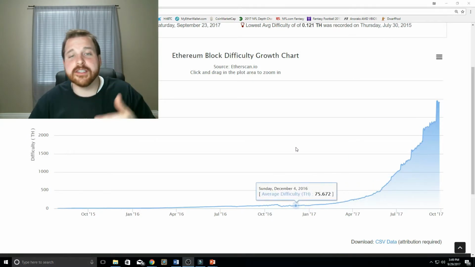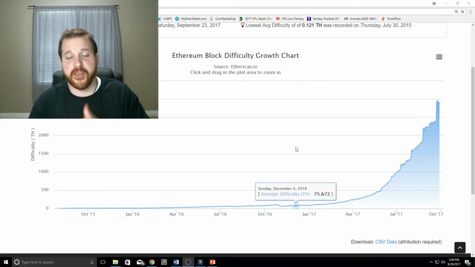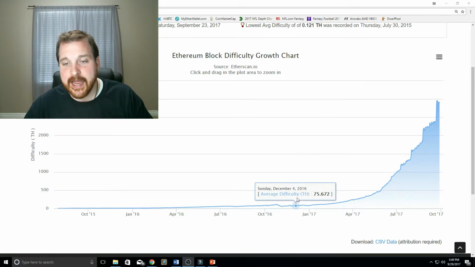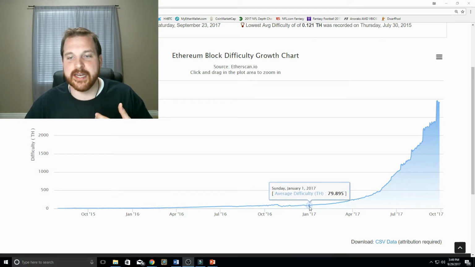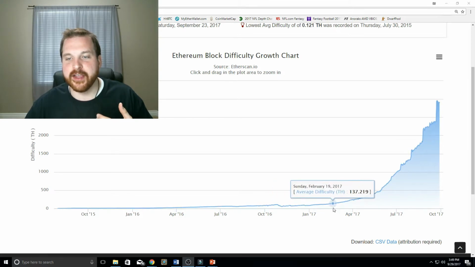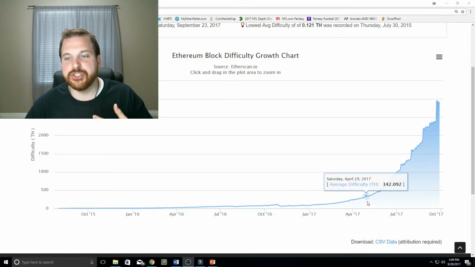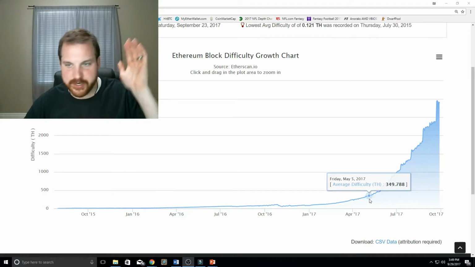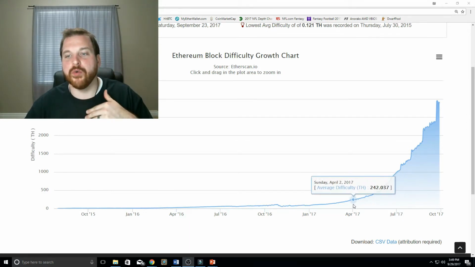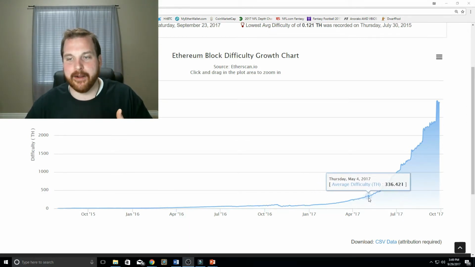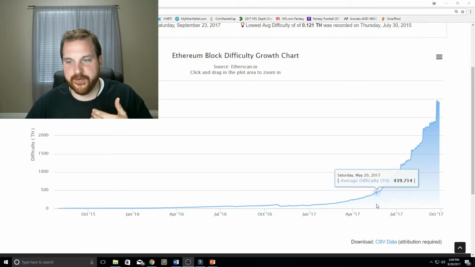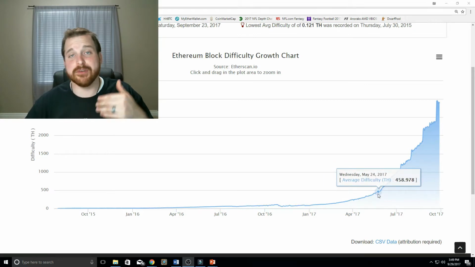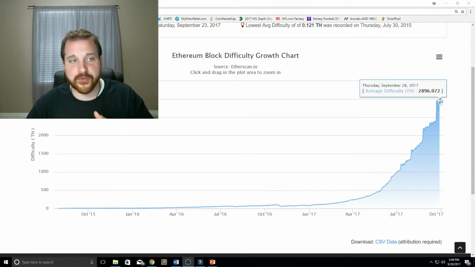All right, so here's the difficulty growth chart of Ethereum. You can see in January 2017, we're sitting at roughly 78, 80, and then it's going up slowly. Come June, boom, exponential growth takes off. When I first started mining, we were sitting at anywhere from 400 to 500, right in this range, and it was super profitable. Think about that. 400 to 500, and right now it's roughly 3,000.